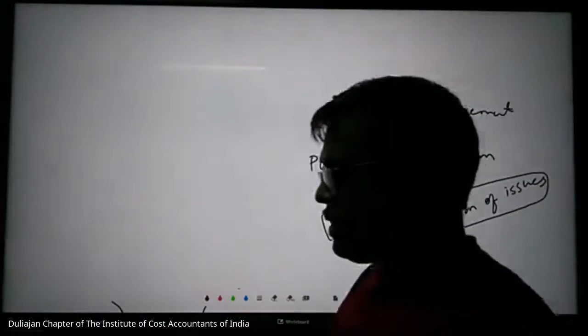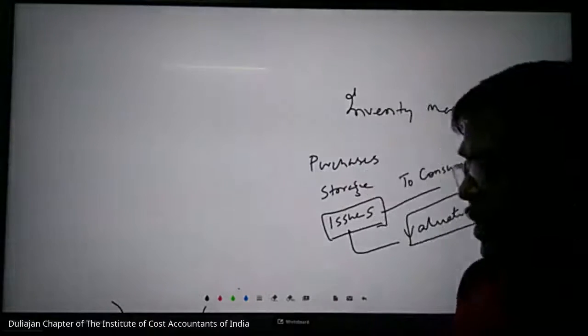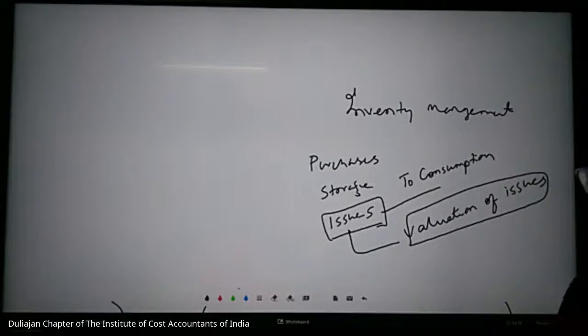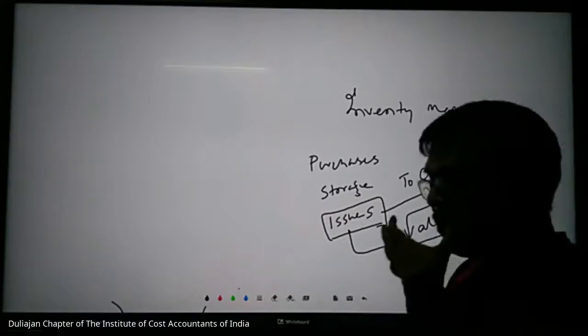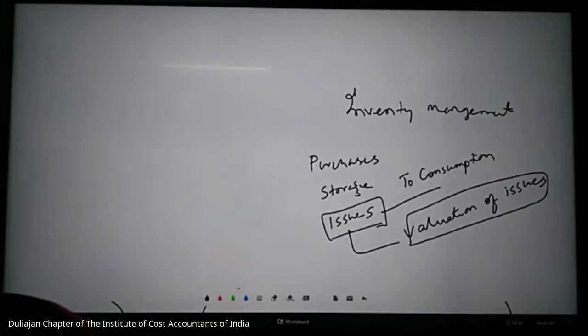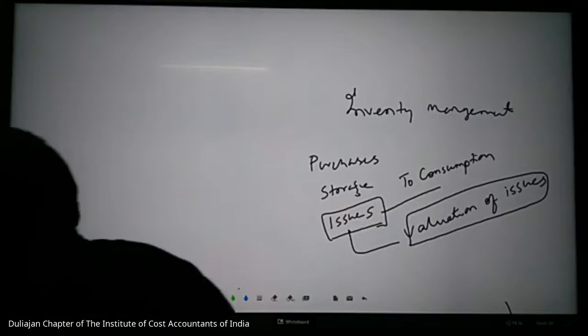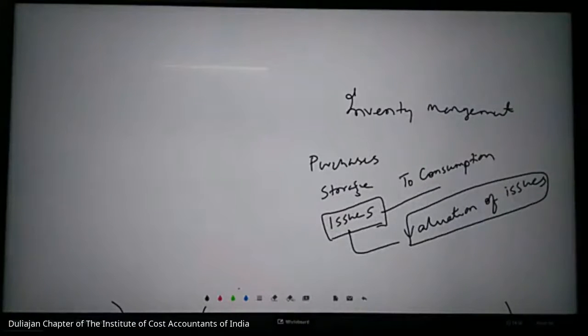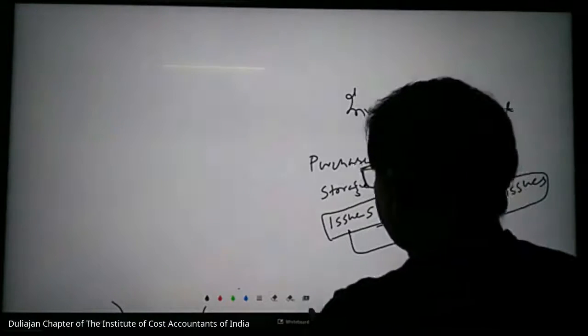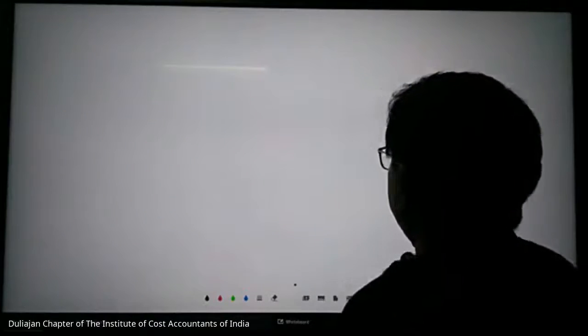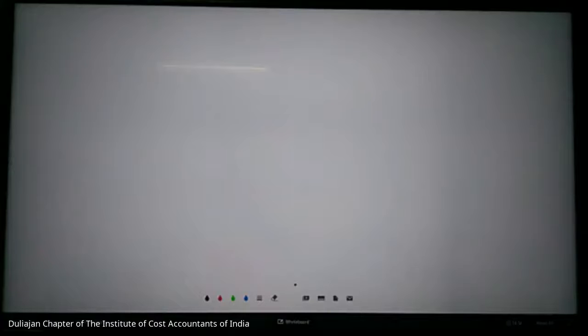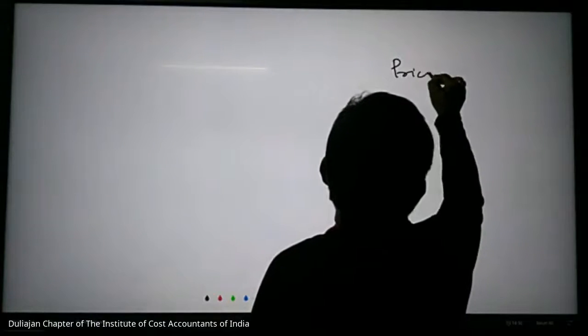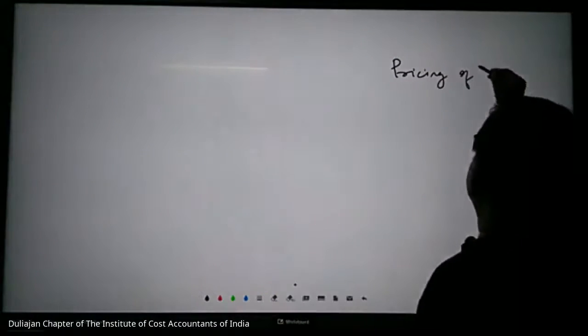You might have studied in your study notes. You can just see there are different ways of valuation of issues. We will study one by one. There are different methods of pricing. The basic objective is how to do pricing of issues.